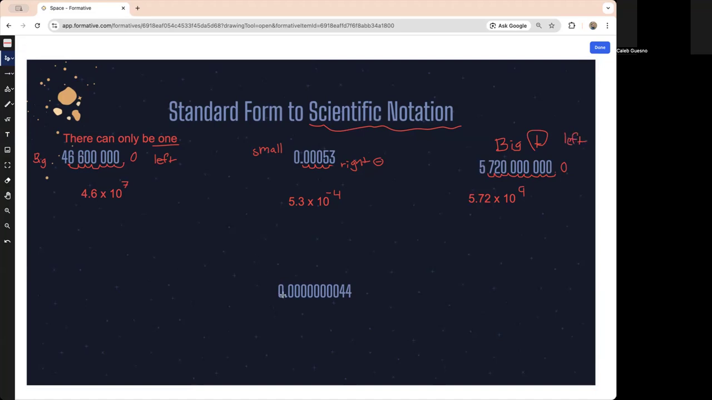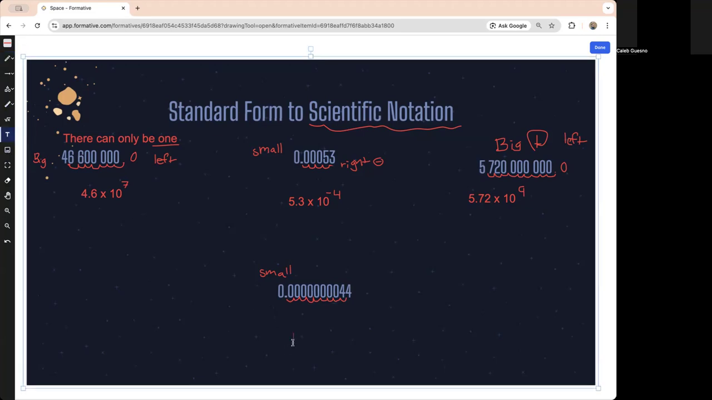Here's our last problem. Okay, this is a very small number, and instead of having a small number, we want to write it in an easy way called scientific notation. Let's take this decimal and move it until there's only one. 1, 2, 3, 4, 5, 6, 7, 8, 9.